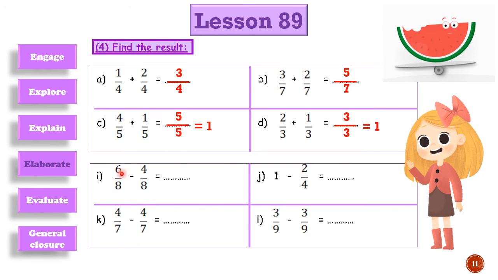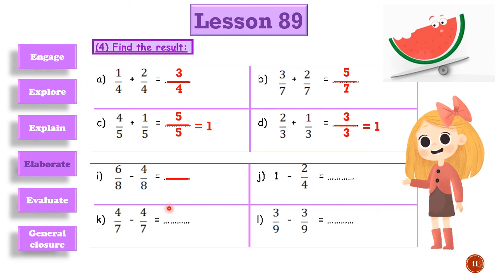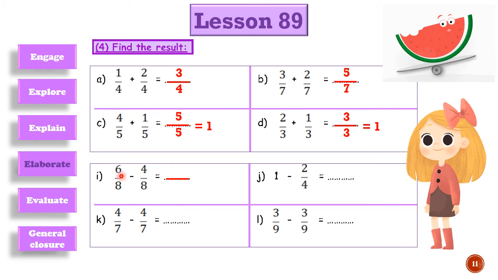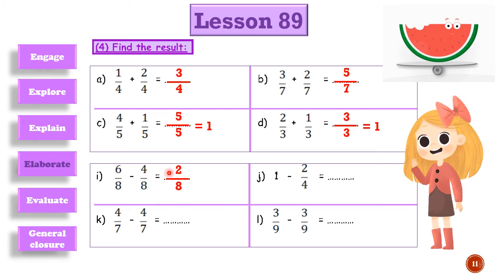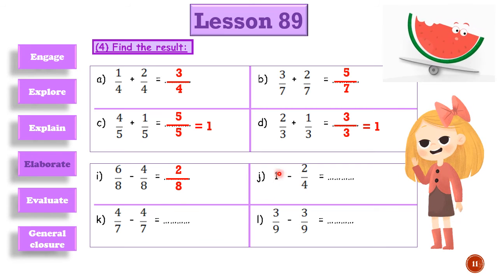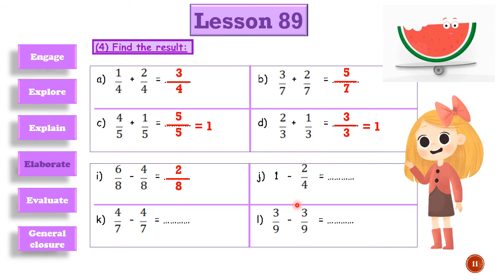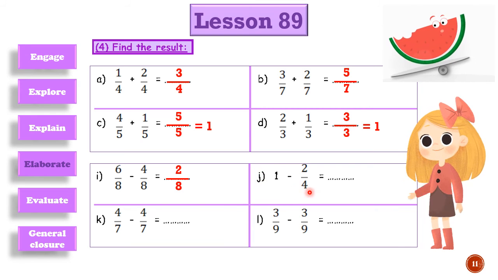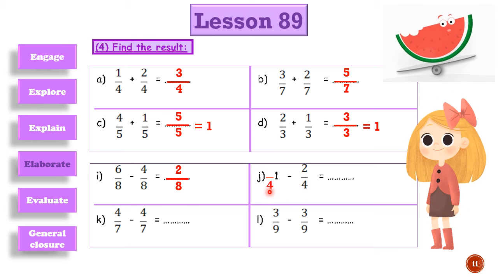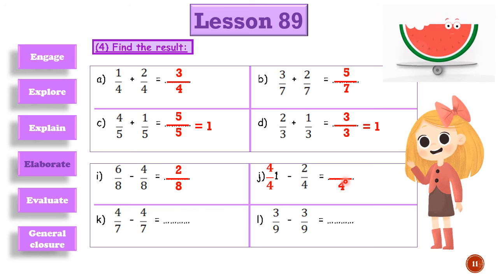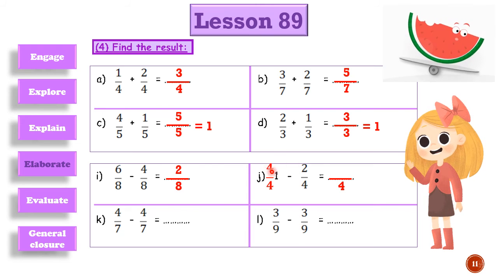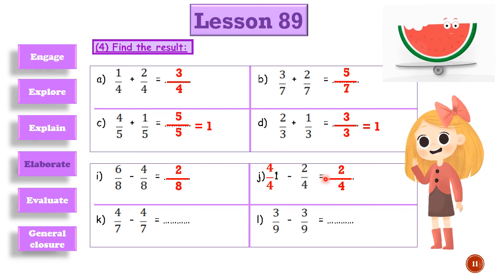Here we have 6 eighths minus 4 eighths. Just put the denominators as they are and subtract the numerators. 6 minus 4 equals, yes, 2. It will be 2 eighths. Here we have 1 whole minus 2 fourths. 1 whole here, yes, means what? Look at the denominator of the other fraction and put it like it. It will be 4 fourths. Then put the denominator as it is. Just subtract the numerators. 4 minus 2 equals 2.